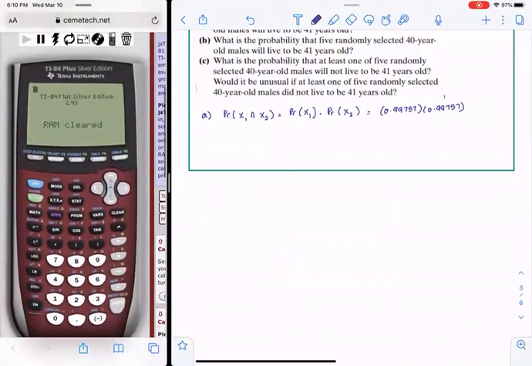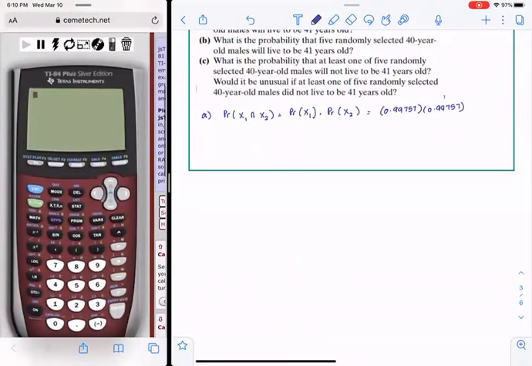So we could plug this in the calculator. 0.99757 times 0.99757, which would give us 0.99515. We can typically stop at four decimal places. You don't have to go up to 5 or 6 decimal places. So I can round it to 0.9952.